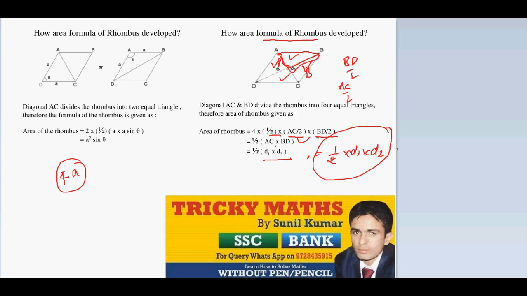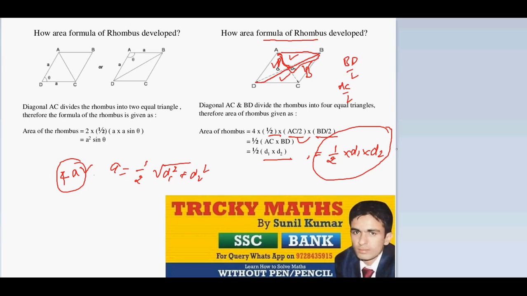And there is a relation between the diagonals and the sides. The question may get tricky when the diagonals are given and we are asked the perimeter. What is the perimeter? Perimeter is 4a. Side is equal to half the square root of d1 square plus d2 square. From where does this come?